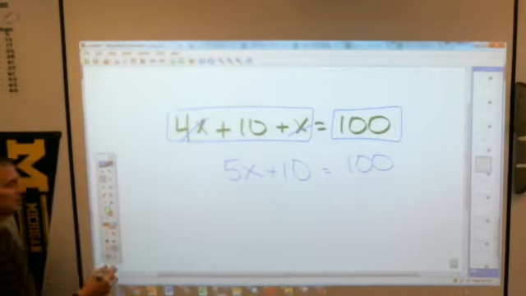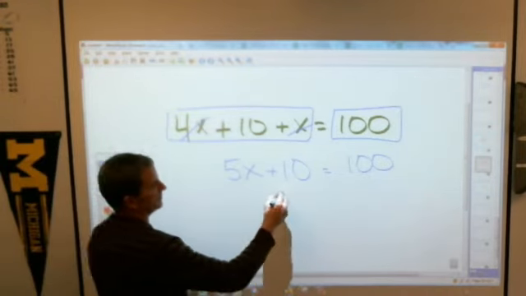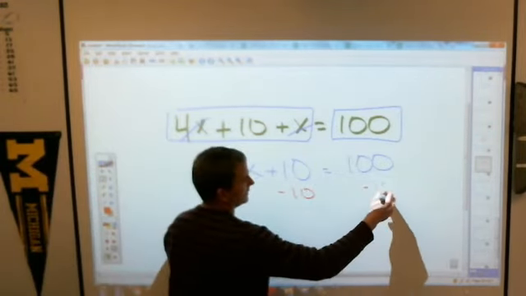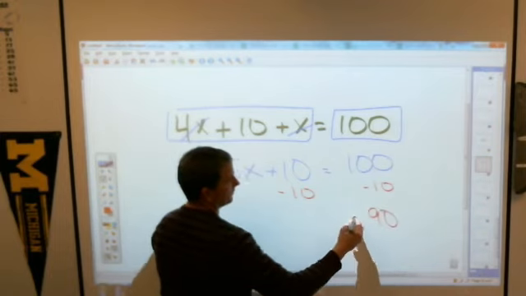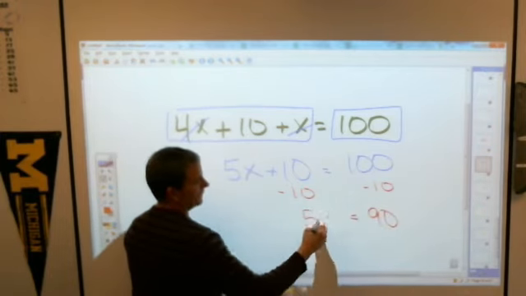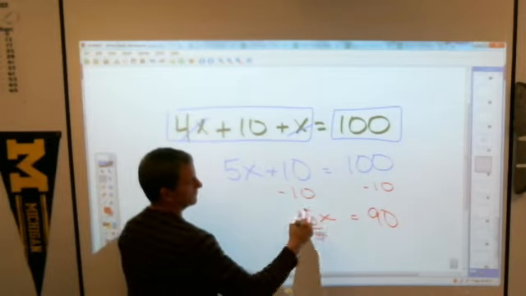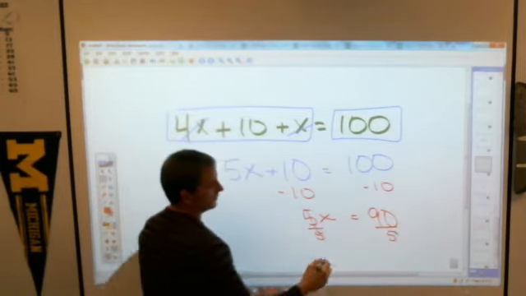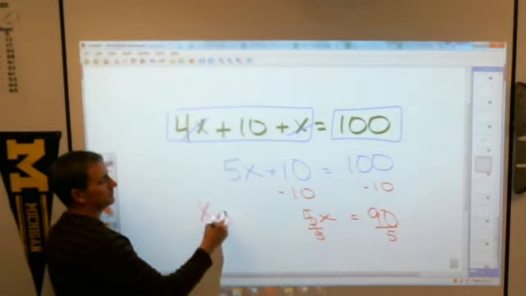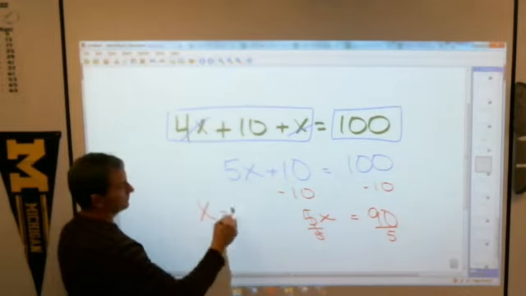And this will be done just like we've been doing. Subtract 10, you get 90. If 5x equals 90, x is going to equal, anybody? 18.